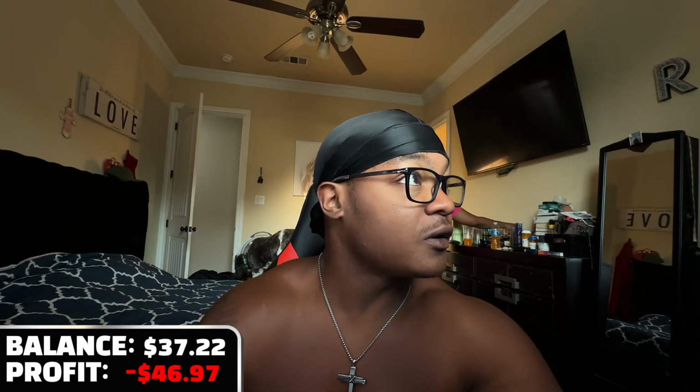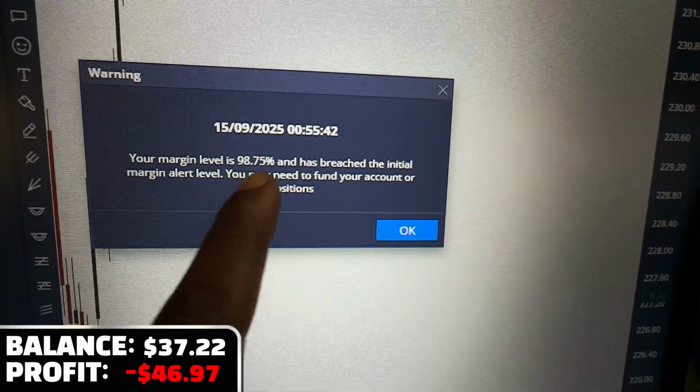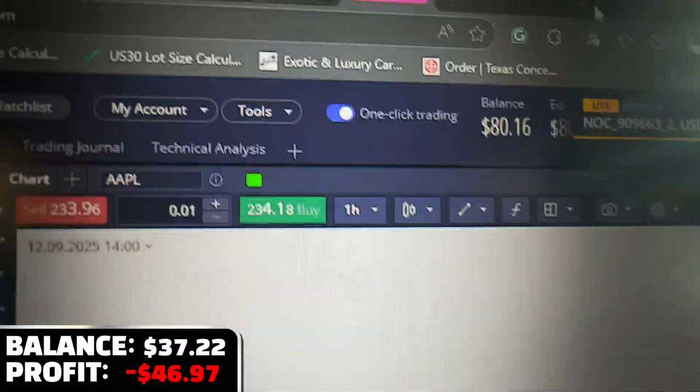We lost this trade. I lost the trade on my account. Took us to $30, but I ended up depositing more money. Not $100, but back to the $80 mark. So look, you can obviously see the alert that came up, 98% margin level. We're back at $80, but we did close this trade, like around $38. So we're back at $80.